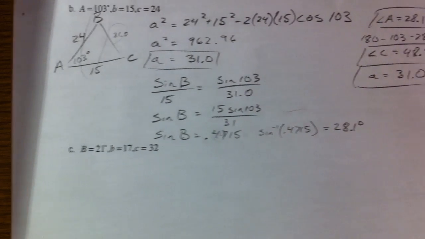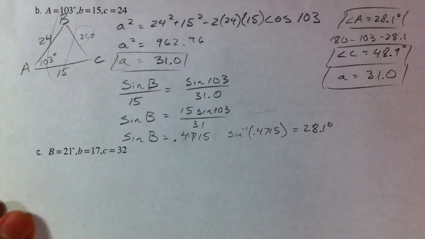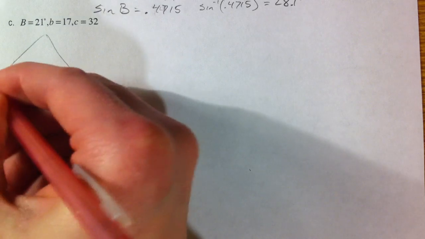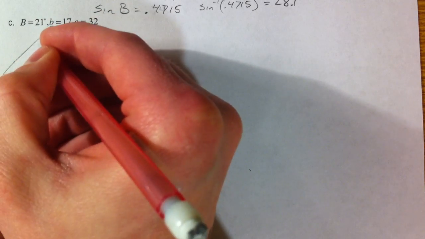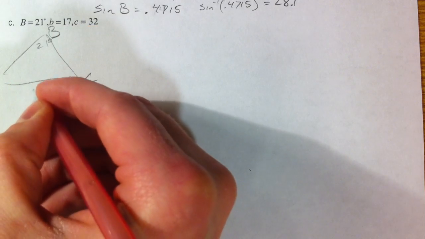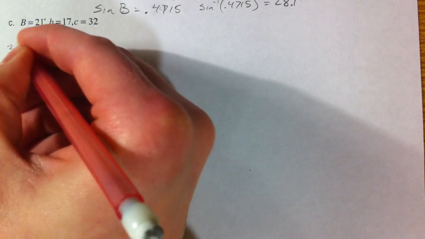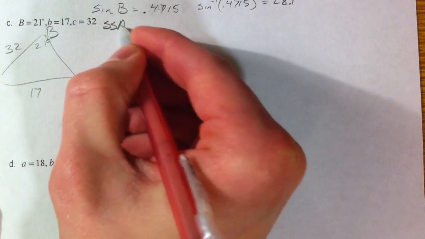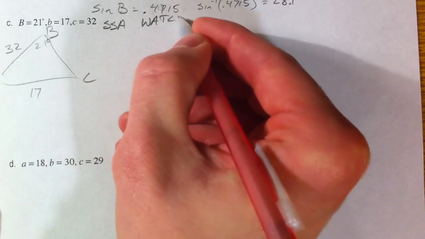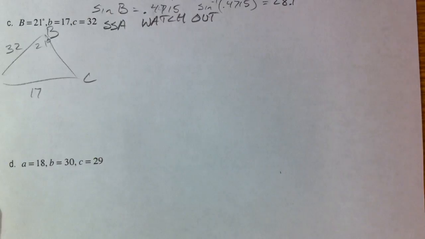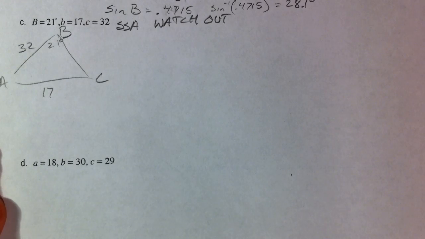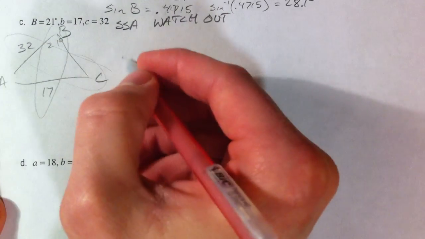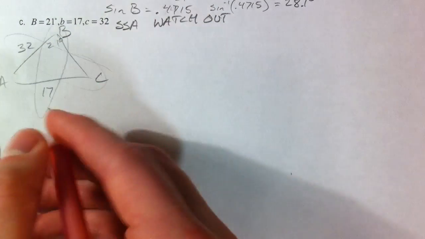Alright, next triangle. Sorry, I was writing a little off the screen. Next triangle. A is 21, B is 17, and C is 32. So again, we have a side-side angle situation, and you want to watch out. Two triangles possible, maybe. You can bet that the last one we didn't have it, we will probably have it this time. So, law of sines, because we have the complete ratio.